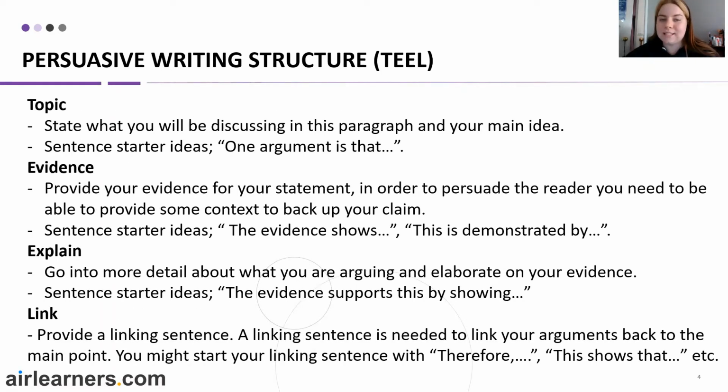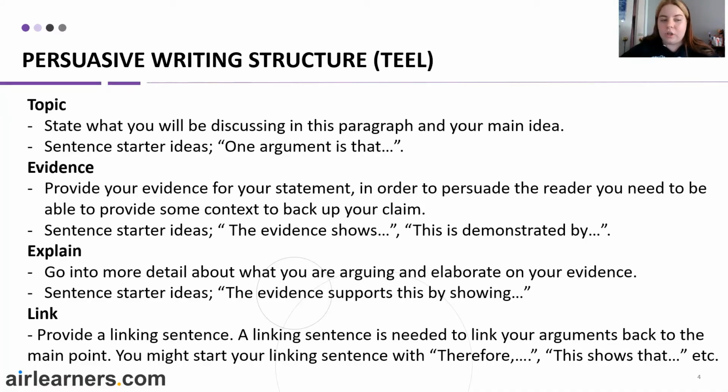So here is the TEEL structure. You might know it as the hamburger structure or the sandwich structure. I was taught the TEEL structure, so we'll go through it like this. But obviously, if you went with another structure, it's the same concept, just different titles. So topic, you're going to state what you'll be discussing in this paragraph and your main idea. One sentence starter might be, one argument is that.